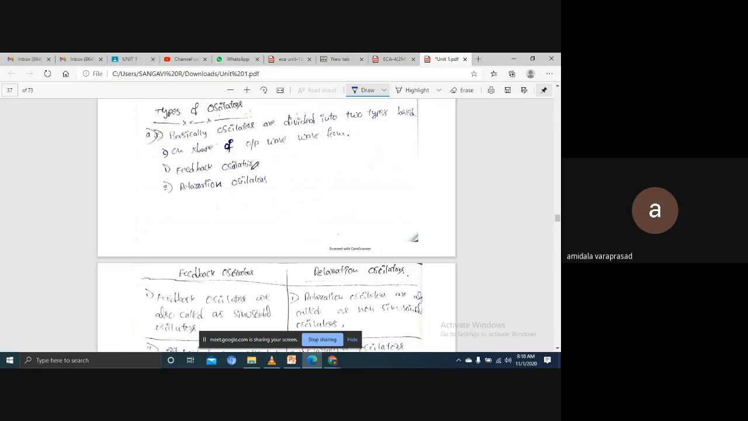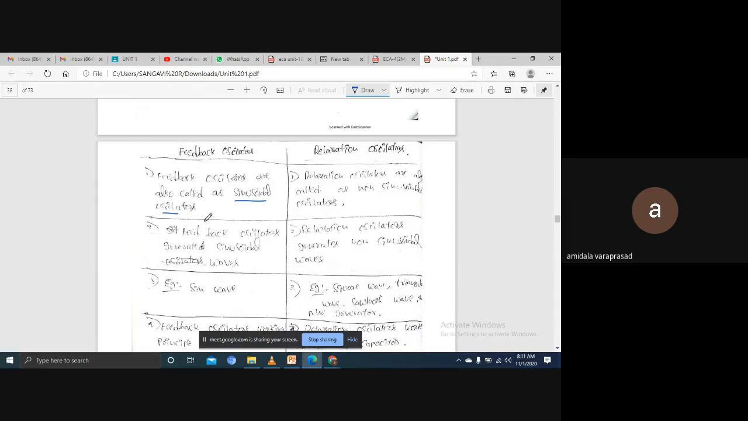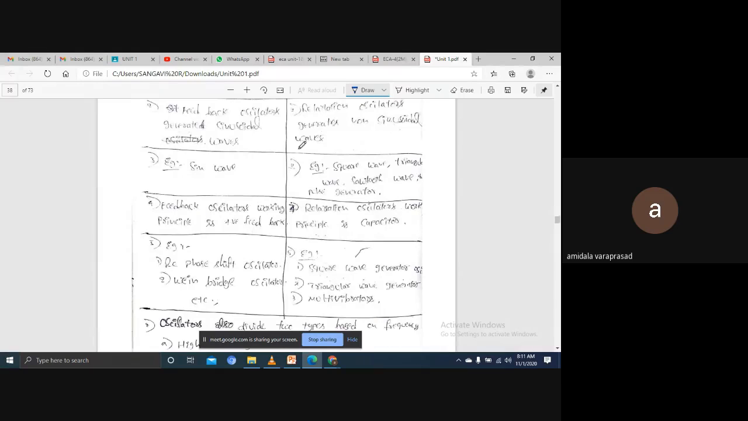This is based on how the output we are going to get. Feedback oscillators are called sinusoidal oscillators, because these feedback oscillators can generate sinusoidal waves. Relaxation oscillators are non-sinusoidal, which means a relaxation oscillator generates a non-sinusoidal waveform. Examples are given. For feedback oscillator, the example is a sine wave. Here, square wave, triangular wave, sawtooth wave are all non-sinusoidal.